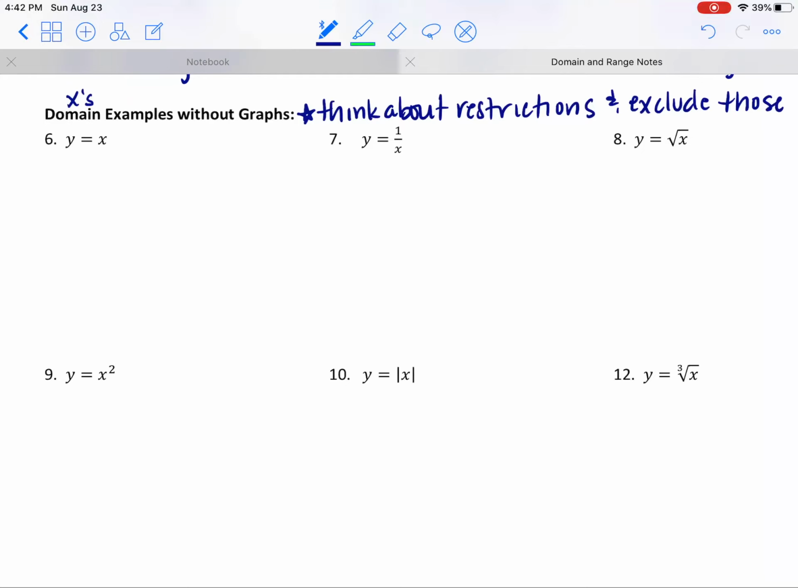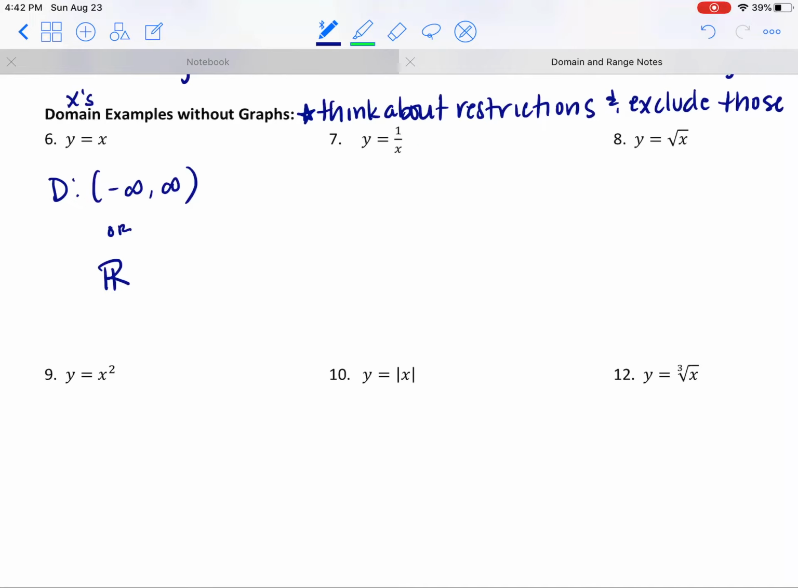Okay, no restrictions on this first one though. So this domain is going to be everything from -infinity to infinity. Or we could say it's all real numbers. Okay, the graph goes up and down forever because I can plug whatever I want in there for x and it's going to produce a y value.